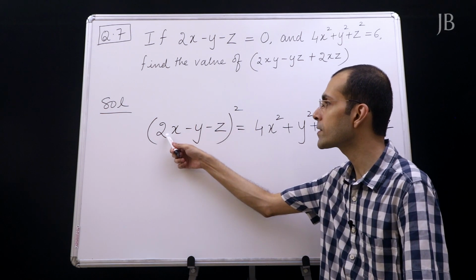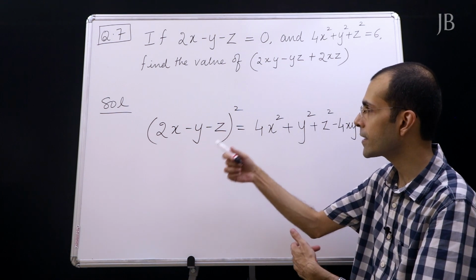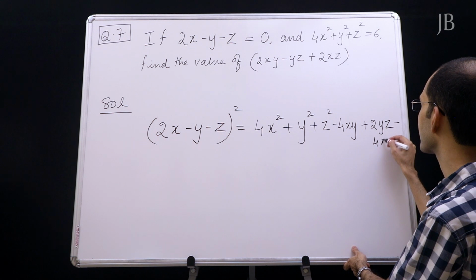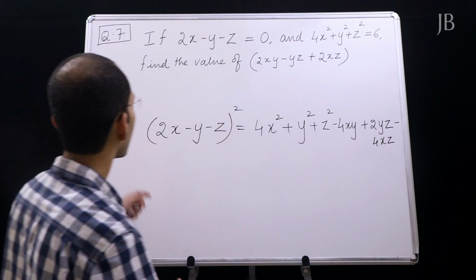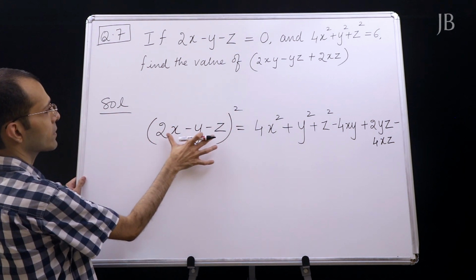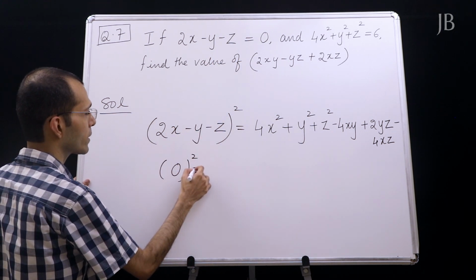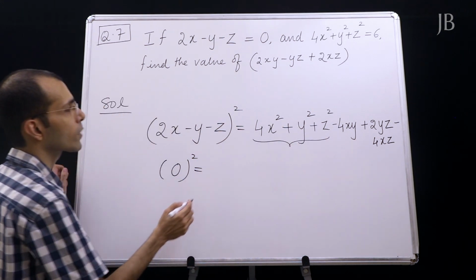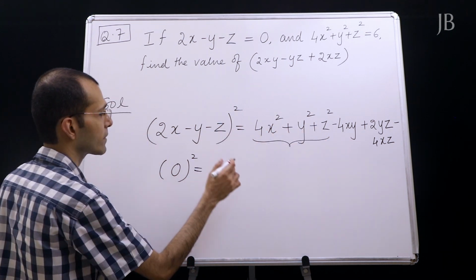Third term into first term into 2. So z into 2x, that is 2xz into 2, that is minus 4xz, because negative into positive is negative. Now this value is given to us, 2x minus y minus z, the whole, this is how much? 0. So simply substitute. So 0 square will be, and notice even this value is given to us, 4x square plus y square plus z square is 6. So instead of this we write 6.